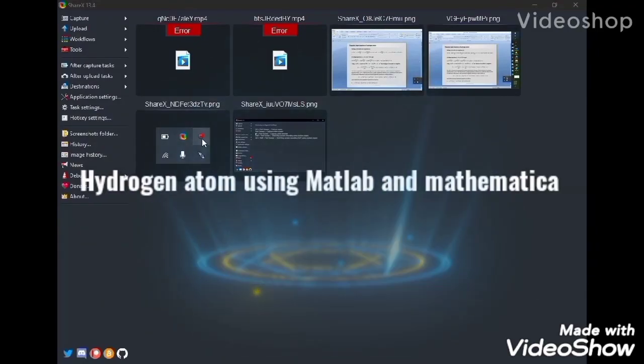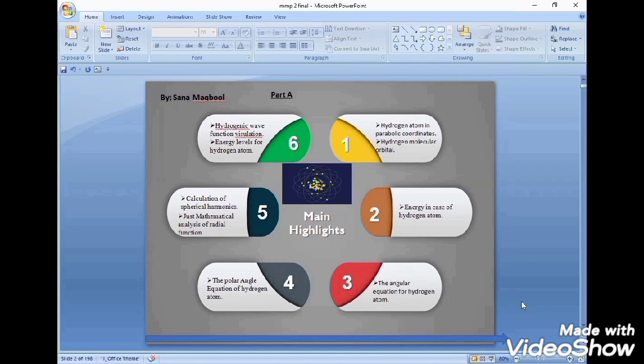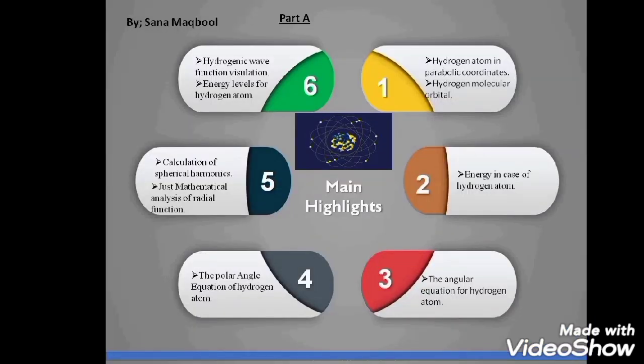Bismillahirrahmanirrahim. The topic of my project is the hydrogen atom using MATLAB and Mathematica. The main highlights of this project are the hydrogen atom in parabolic coordinates, hydrogen molecular orbital energy in the case of the hydrogen atom, the angular equation for the hydrogen atom, the polar angle equation of the hydrogen atom, calculation of the spherical harmonics, mathematical analysis of the radial function and hydrogenic wave function visualization, and the energy level for the hydrogen atom.